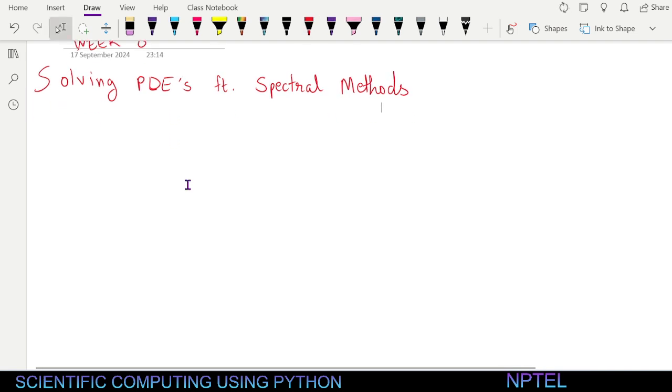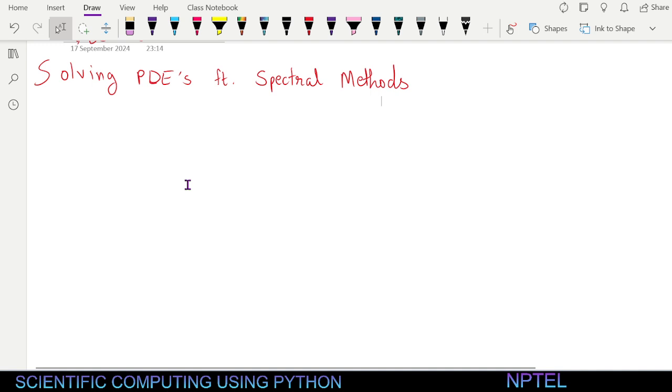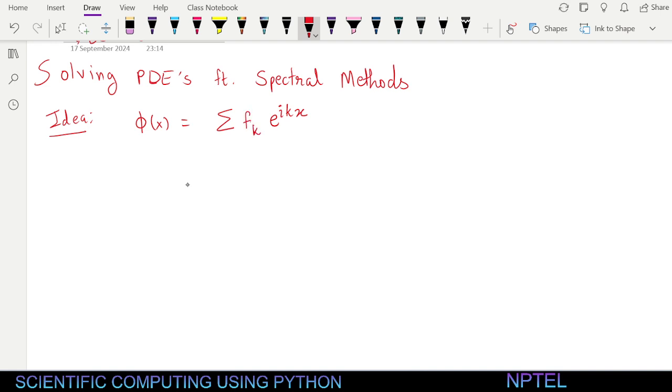Okay, then let's start with this one. If you have any questions, just stop me at any point of time and ask. So the basic idea is that first of all, any periodic function can be broken down into this Fourier basis, e to the power ikx, and then you have coefficients. So the information in phi x is same as information in this phi hat k.